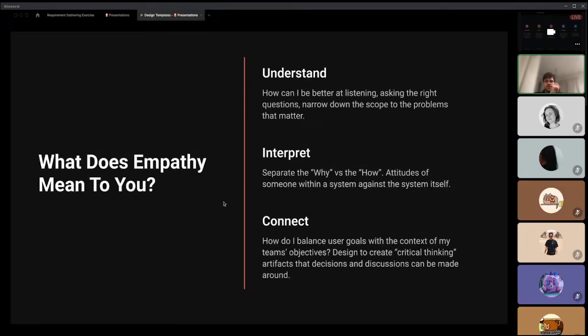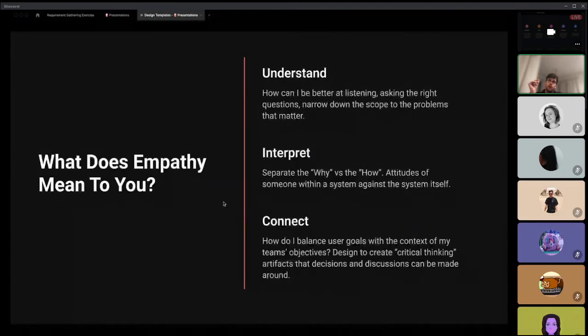okay, well, what is the why underneath on why you're wanting that? Is it because your team member is halfway across the world and will reply maybe in 6 hours, or are they in the office next door and I need a really quick response to this problem, but I just can't get to them, right? So diving into that question to really understand the underlying need. And then finally connect. How do I balance user goals with the context of my team's objectives?